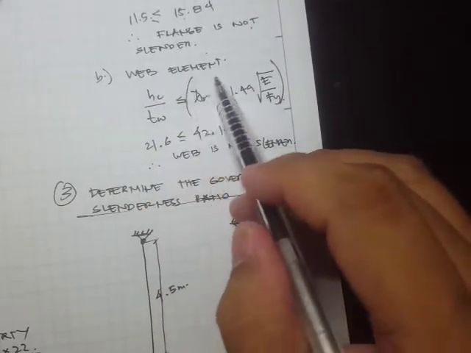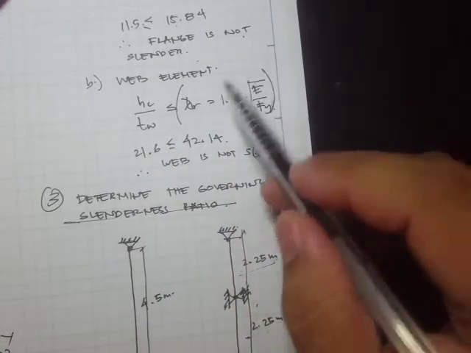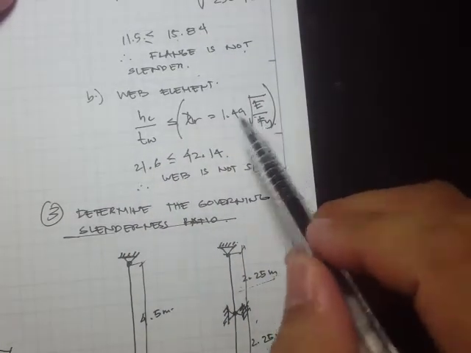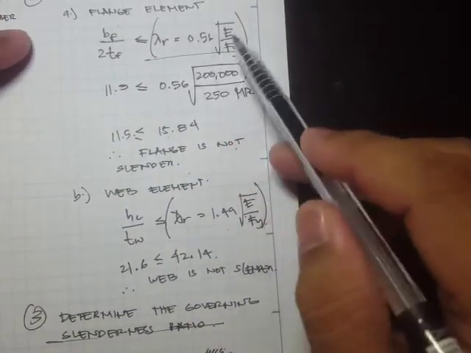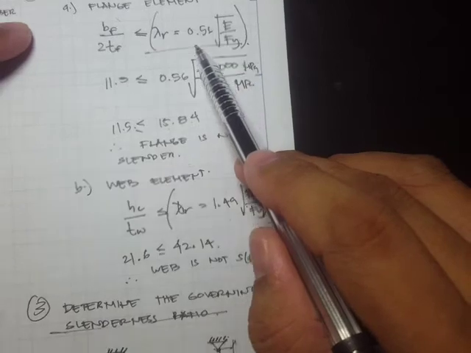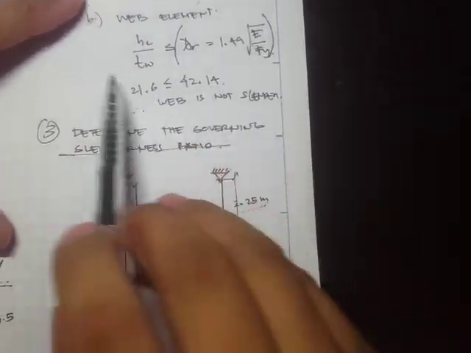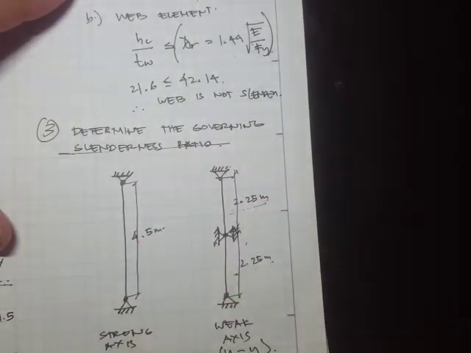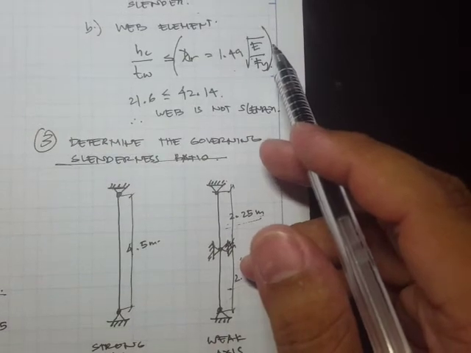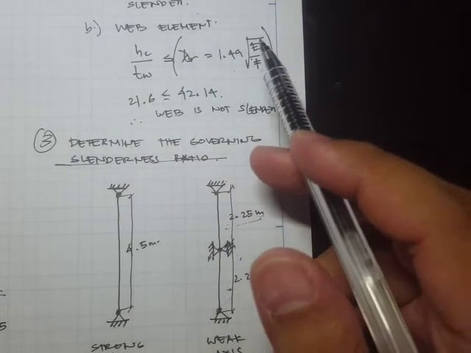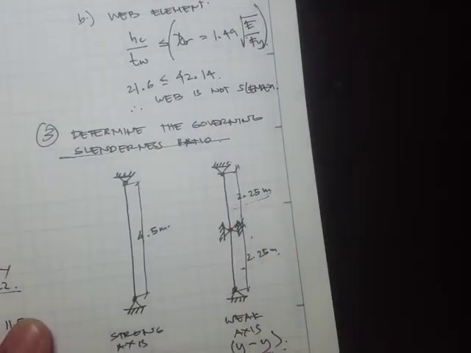Then we also check the web element, and we check the limiting width to thickness ratio. And note that the limiting width to thickness ratio is different from the flange value. So this one is 0.56, this one is 1.49. Okay, and when we calculated, we found out that the web is also not slender. So that means we have a compact section, and therefore no local buckling can occur.